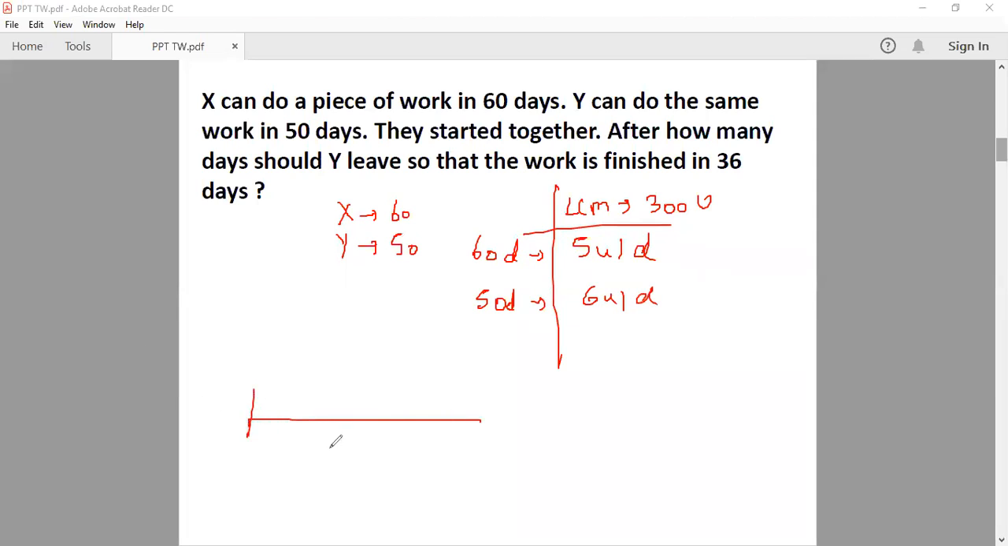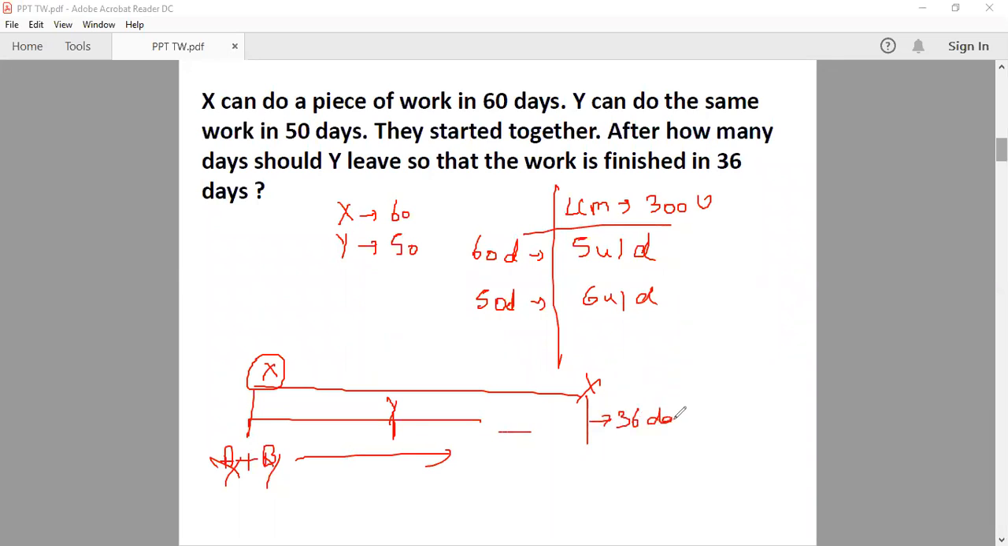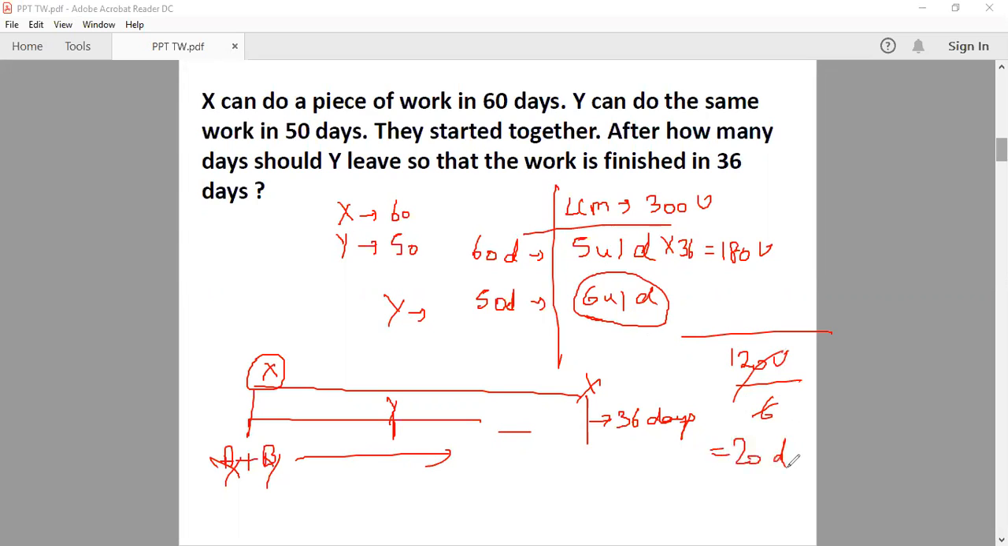Further, हमें दिया गया है that X and Y started working together, and after some days Y left. So I simply said कि X started from the very first day and completed till the last day, and the work was completed in 36 days, which means X worked for 36 days, which means X completed 180 units of work. Now, what is the work left? The work left is 120 units. And how much work is done by Y in a day? Y completes 6 units per day. So time taken by Y is 20 days. So Y will leave after 20 days.